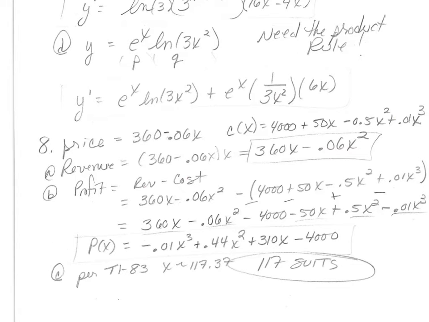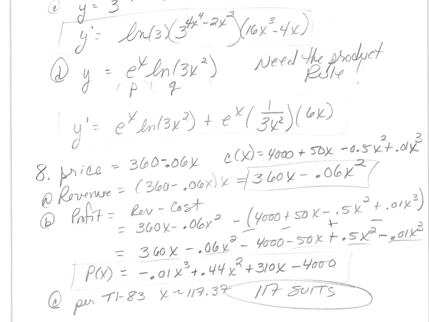You're going to have to do some messing around with the window because it's not very pretty to graph with this odd coefficient in front, which is 100th, and then a constant that's a negative 4,000. So you're going to have to adjust those max and mins for X and Y. So that is number 8.